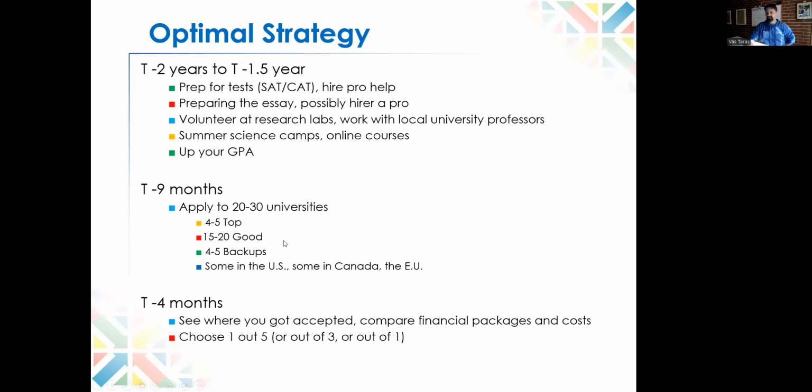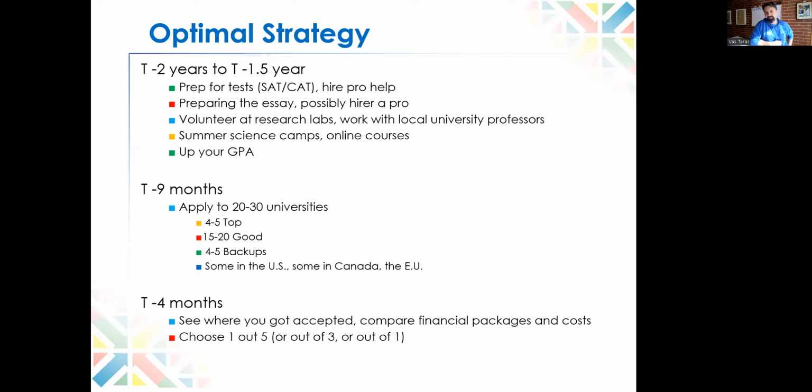Then, for those who are applying next year, around now, or maybe in a few months, start looking at specific universities. Select 4 or 5 top schools that you want to go to, but also select 10, 15, 20 good schools, the ones you would be very happy to go to, but which perhaps are not super elite. And then select another 4 or 5, maybe more, backup schools that you're not particularly interested in, but would be happy with, in case all the other ones do not take you. Maybe select some in the United States, some in Canada, maybe some backups in the EU. The good thing is that in Canada, the deadline is often a little bit later, maybe a few weeks later.